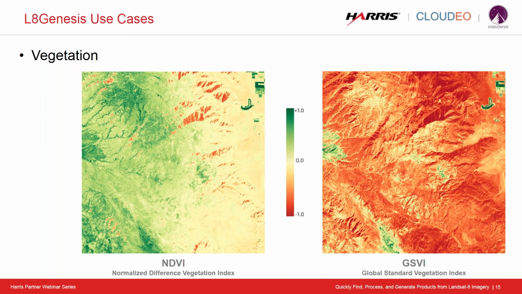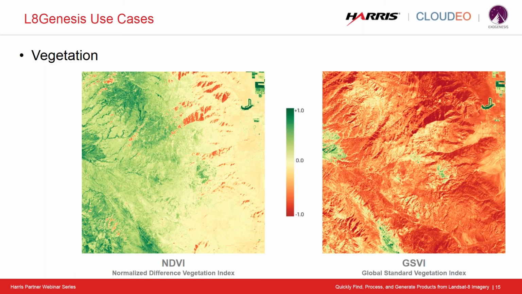On the right-hand side, you'll see one of our more advanced indices, the Global Standard Vegetation Index. So these images are over the same area. It's the same image chip, and it's over a very arid desert environment. What you notice with the NDVI is that it's relatively affected by shadows, aerosols.